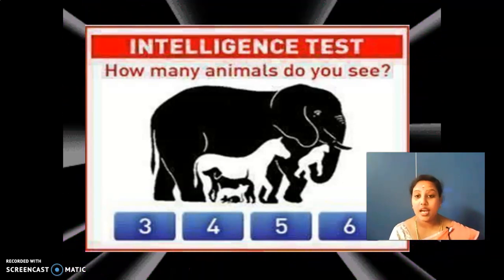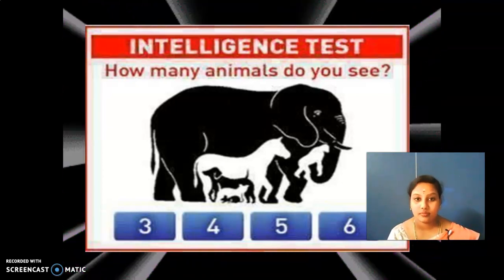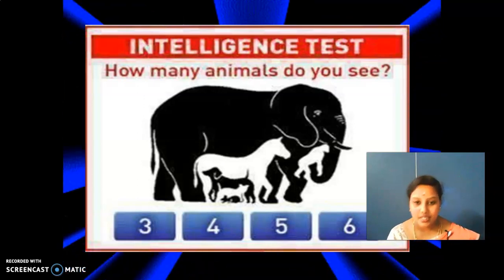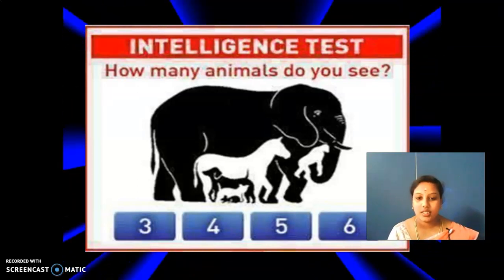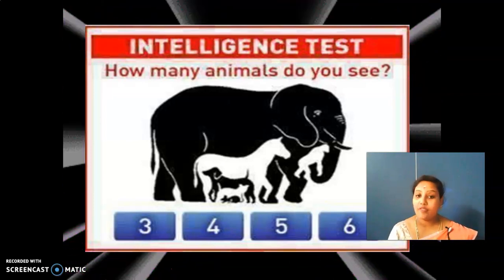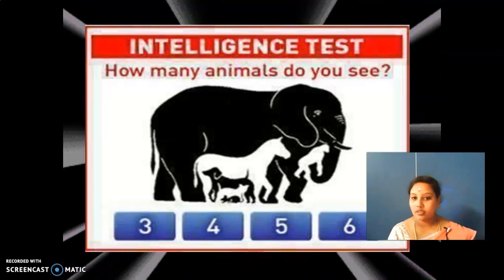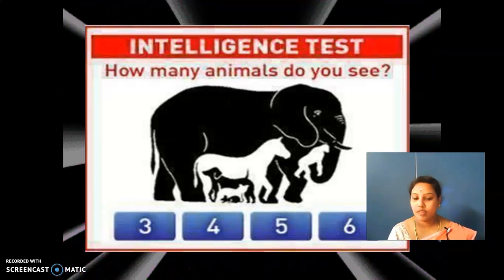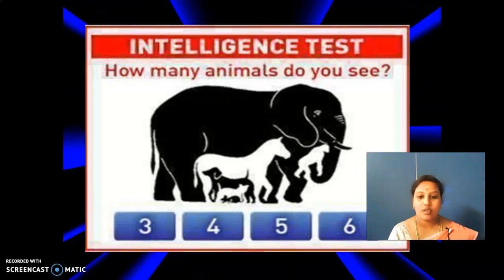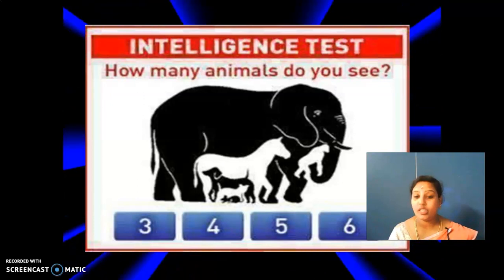Can anyone guess how many animals are there in this image? How many animals are in this picture? Come on. Look into the picture carefully and then let me know. Okay? Is it 3, 4, 5 or 6? You have to think.